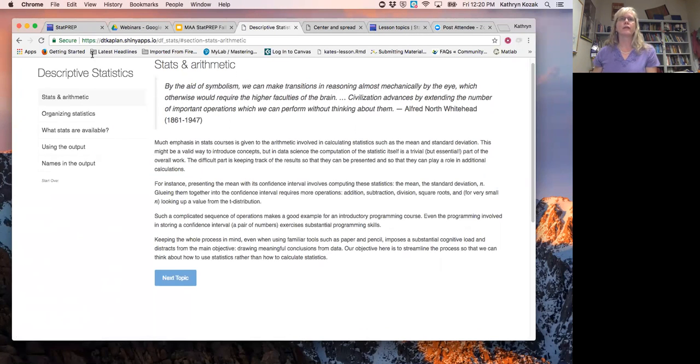And so this is what a lot of our tutorials or lessons look like. This one is descriptive statistics, and on the side it gives you the different pages we're going to go to. It'll give you a little bit of information about what we're starting with and what we're going to be dealing with.